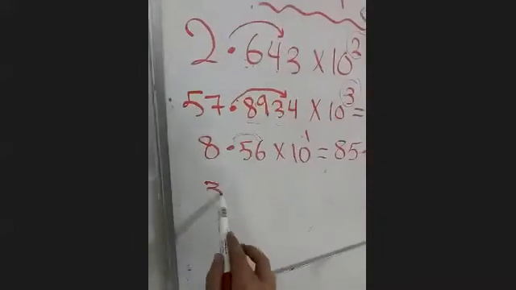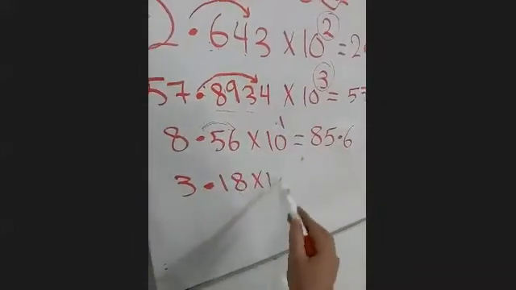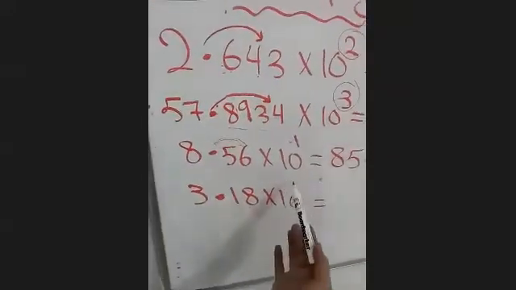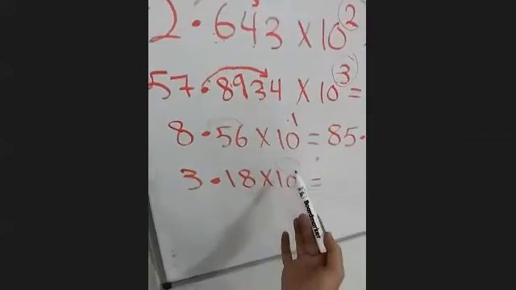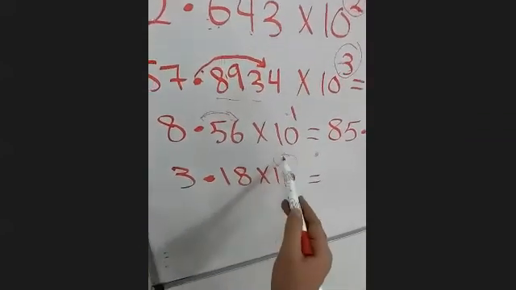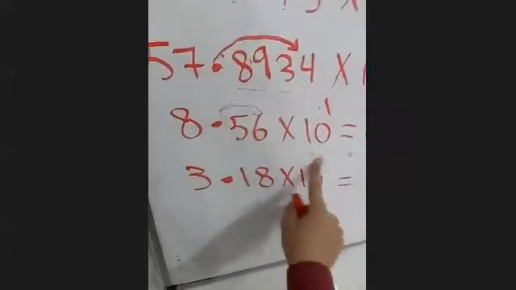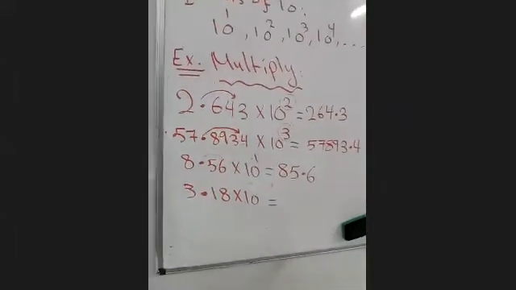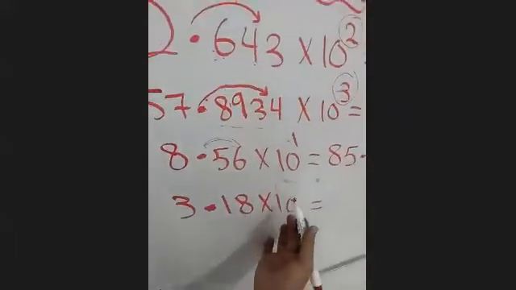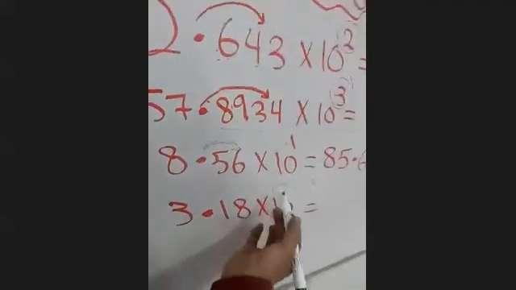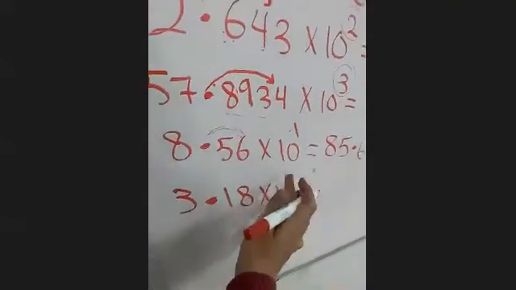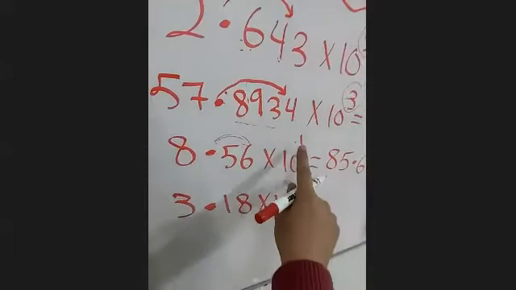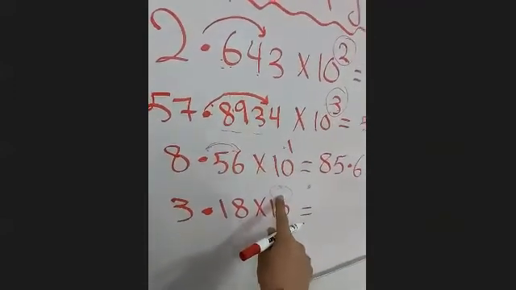For example, 3.18 multiply 10. Now here 10 has no power. If the number has no power, it is also 1. Again, if the 10 has no power, it means it is 1, but the 1 is not written. Not 0, it is 1, but the 1 is not written. Sometimes they write it, sometimes they don't. So here it is 1.